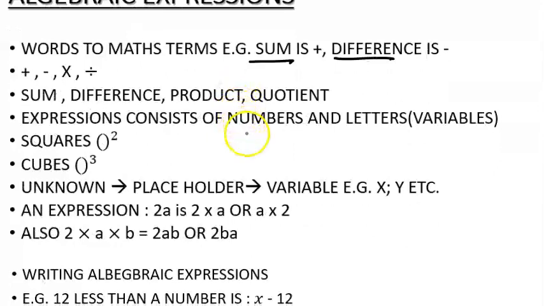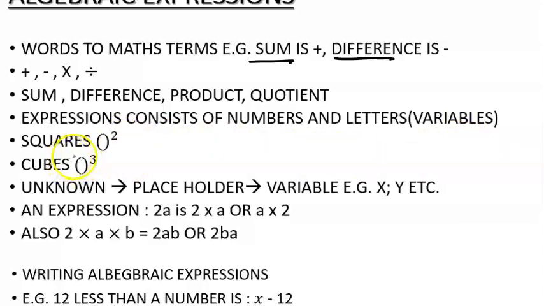Expressions consist of numbers and letters. Letters are referred to as variables. The English meaning of the word variable means to change, and we will now use variables in the place of a placeholder, so something that we don't know the value of.